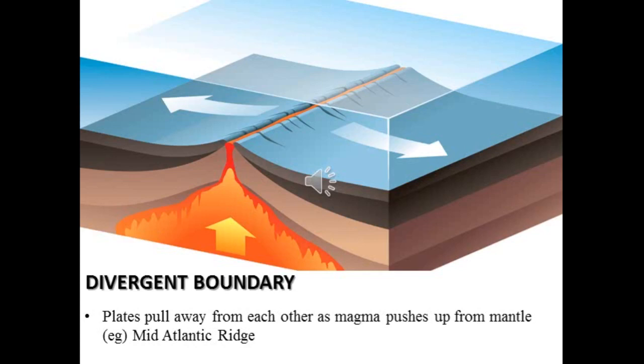This type of boundary you can find in the Atlantic ridge, in the Atlantic Ocean region. You can find volcanic eruptions in this region in enormous amounts. Since the plates move away from each other, the magma in the interior of the earth, that is in the mantle, is ejected and tries to come out. That is called a divergent boundary. It was seen in the mid Atlantic ridge.